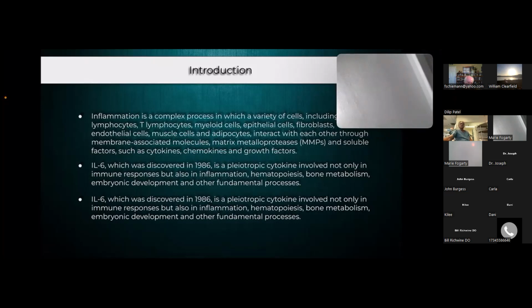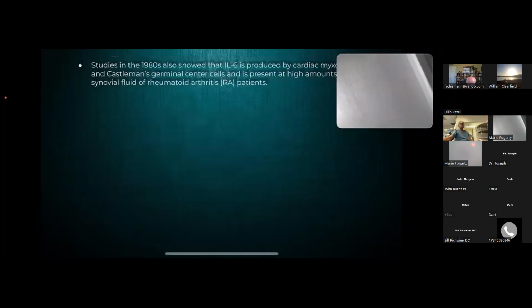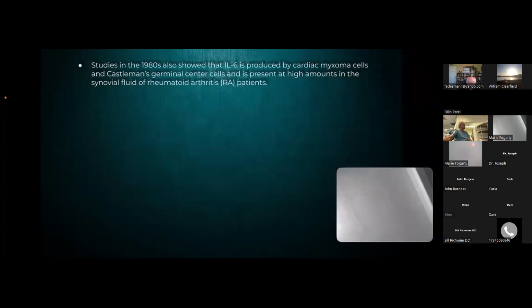Interleukin 6, this is the repeat. Studies in the 1980s also showed that interleukin 6 is produced by cardiac myxoma cells and Castleman's germinal center cells, and is present at high amounts in the synovial fluid of rheumatoid arthritis patients.